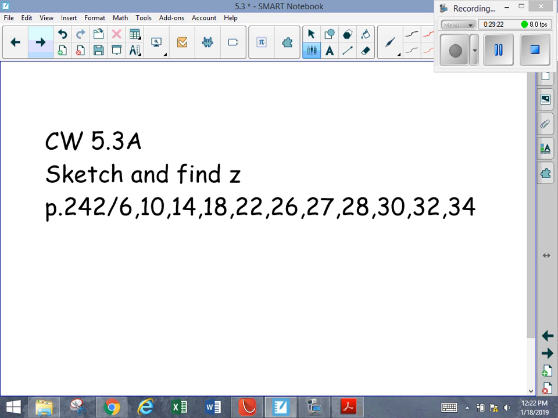Here is her assignment. I don't necessarily need you to sketch all of these. Some of them it's helpful to see. It asks you to find Z, so you're already there.